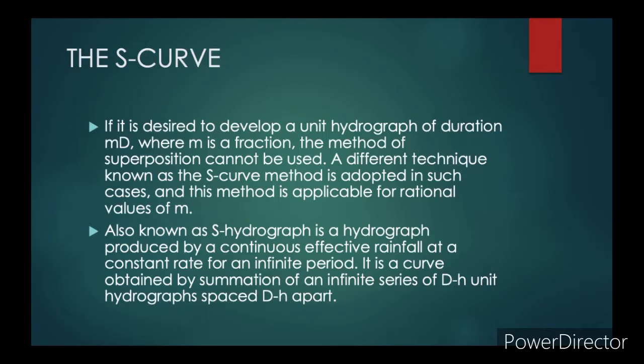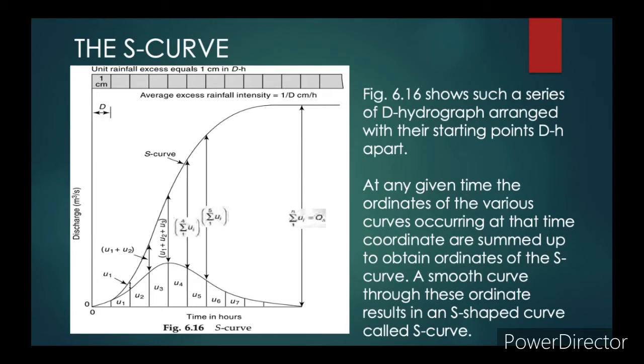The S-curve, also known as S-hydrograph, is a hydrograph produced by a continuous effective rainfall at a constant rate for an infinite period. It is a curve obtained by summation of an infinite series of D_H unit hydrographs spaced D_H apart. So, you can see in Figure 6.16 such a series of D hydrographs arranged with their starting points D_H apart, or D_R apart.